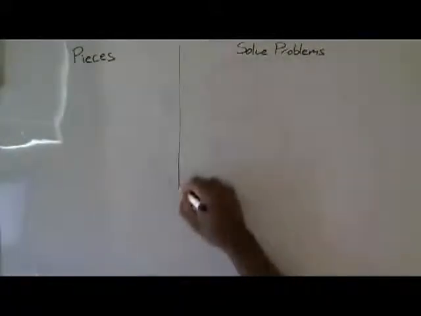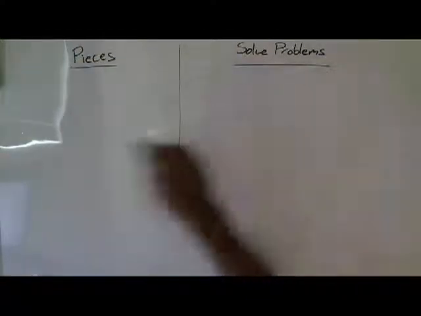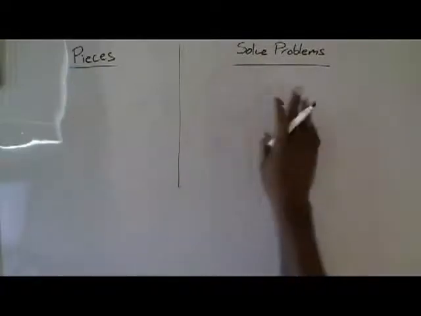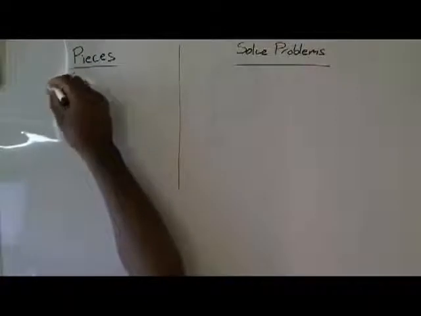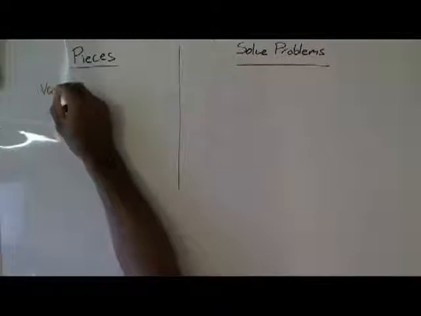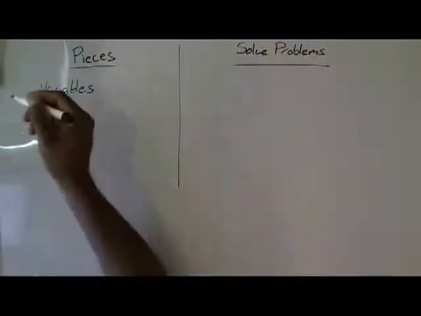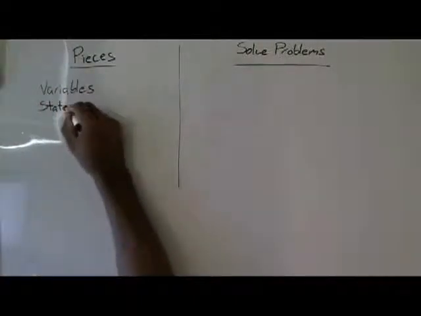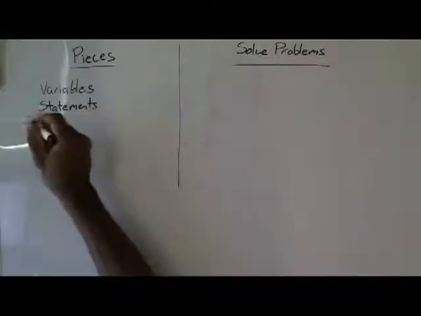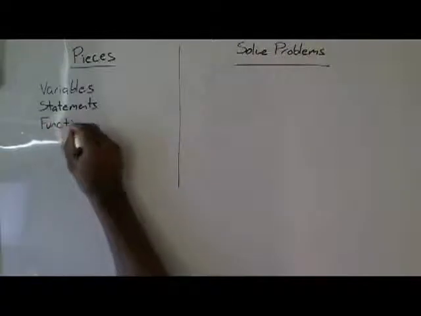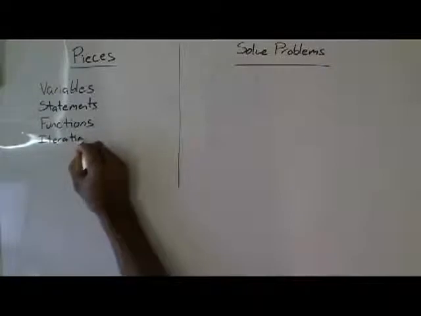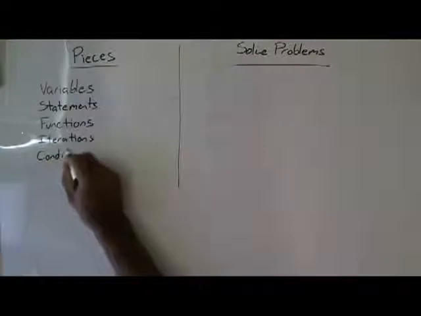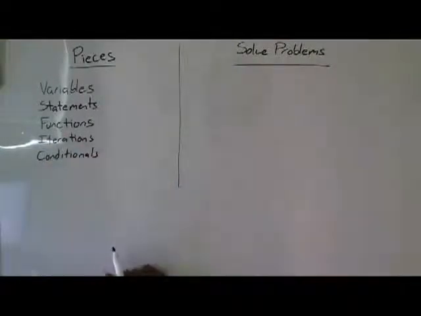So let me draw this line down the middle here, and in this class, some of the difficulty is you have to learn the pieces and how to use them at the same time. Let me give you some framework here. In terms of the pieces, in general, we will deal with variables, statements, functions, a concept known as iteration, and conditionals. Those are the five major areas. There are many sub areas under that.